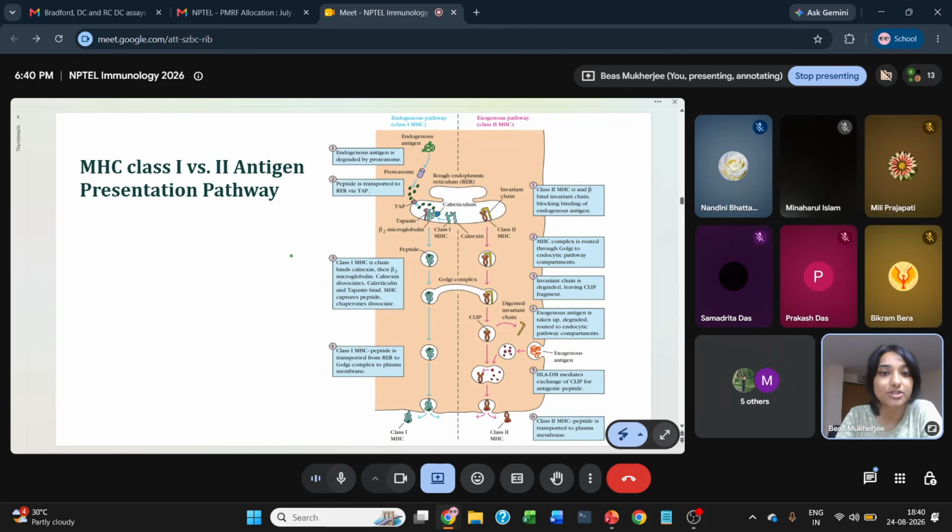See, exogenous antigen is taken up, degraded and routed to the endocytic pathway compartments. Then something known as HLA-DM comes and mediates exchange of CLIP for antigenic peptide. When this particular protein comes, CLIP is removed and the antigenic peptide is able to bind. There are many such proteins. There is something called HLA-DO. There is something called HLA-DM. We will talk about that in detail. Now see, after that, the peptide with very high specificity and affinity comes and binds, and then it is taken and presented on the surface of the cell.